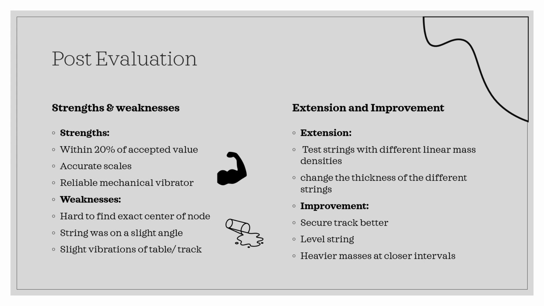If I was to do an extension of this project, I would want to test strings with different linear mass densities and also change the thickness of the different strings, because a tightrope is a very thick piece of string, whereas a guitar string is a little more thin. So I was wondering if something would affect different properties in those different variables.